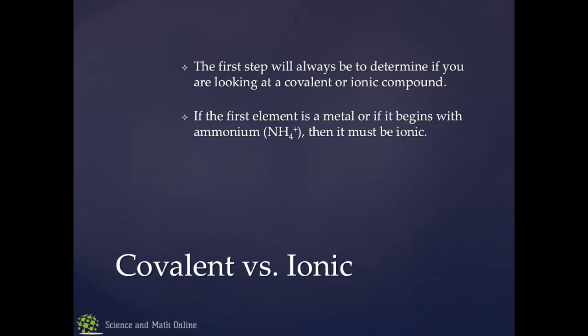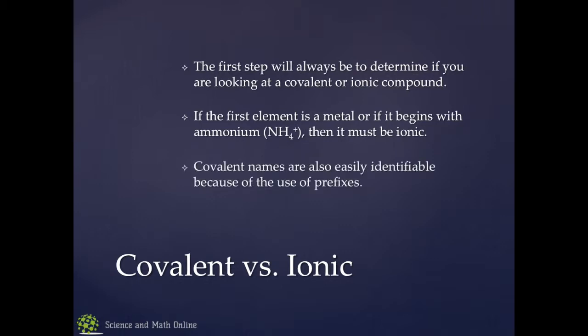The second big clue is that covalents are always going to have prefixes. Even if it's just one of the second element, it's going to have a mono in there. Remember, the only exception to that is dichromate, as that polyatomic ion. But as a general rule, this will help you distinguish. So is the first element a metal or ammonium? It's ionic. If it has prefixes, it's covalent. And that's just a really quick thing to distinguish between the two.